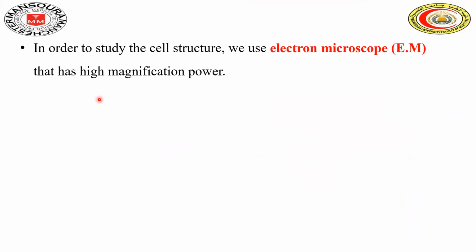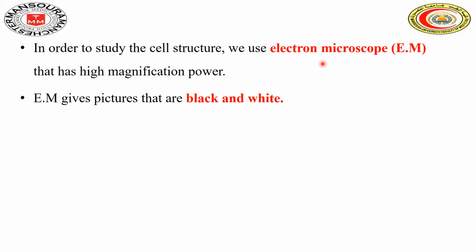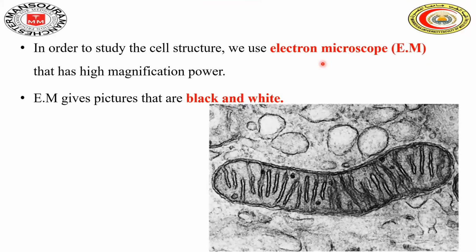In order to study the cell structures, if we want to study the cell from inside, its fine details and components, we need a specialized type of microscope called electron microscope. Why this type specifically? Because this type has a high magnification power, so it can give us the smallest details of the cell. We can see it clearly by this type of microscope. In this type, the components could be seen as printed pictures, or pictures on the computer. And these pictures are black and white like that.